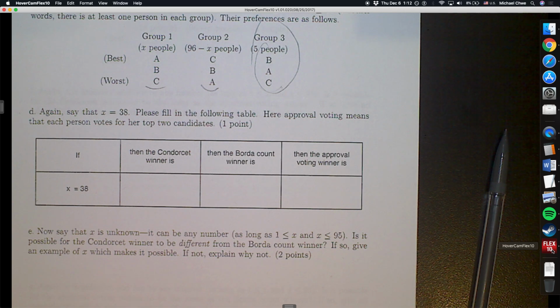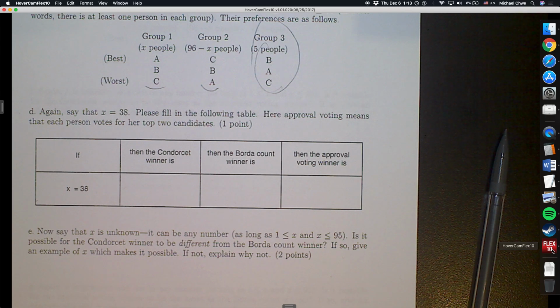This is fine. Okay, let's do Condorcet. Between A and B, how many votes does A get? 38, right? Only this group votes for A. How many does B get? Everyone else, which is 63. Because B is 63. So we have B beats A.